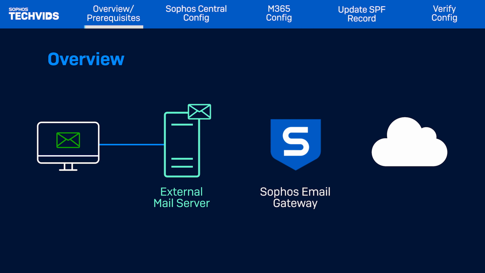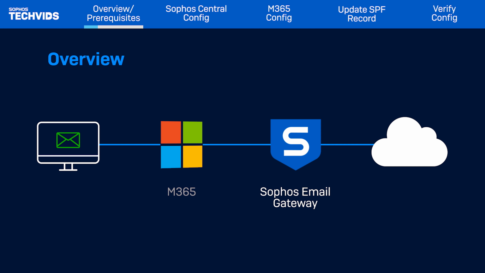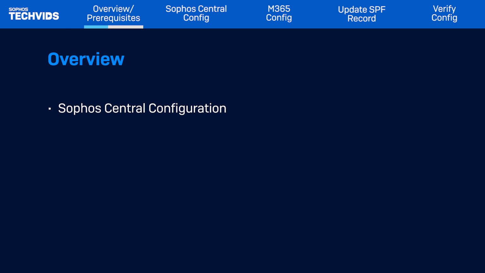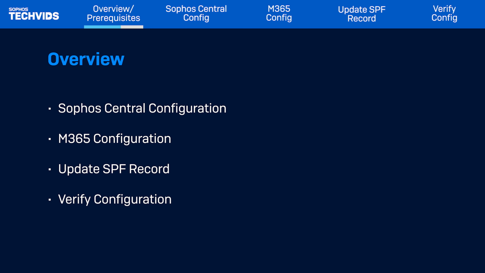SOPHOS Email Gateway can be integrated with external mail clients to send and receive messages on their behalf. We need to set up external dependencies to ensure proper functionality. Once again, we are focusing on the steps for Microsoft 365. Refer to our linked documentation for details about other clients. Here, I'll start with the configuration steps in SOPHOS Central and then move to the steps in Microsoft 365. I'll show you how to update the domain SPF record and finally verify your outbound configuration.